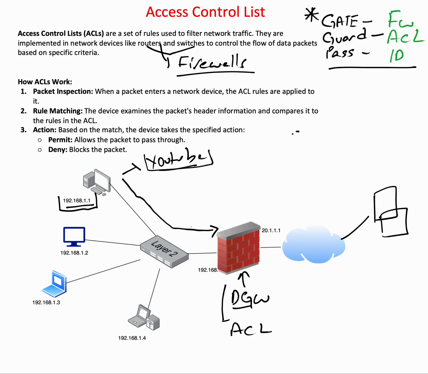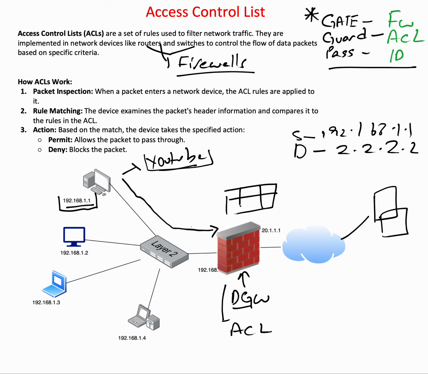So it will check if this source, 192.168.1.1, is supposed to access YouTube or not. Let's just imagine YouTube is 2.2.2.2. Simple, right? Source and destination. So it'll check the ACL table it has. The ACL table we will have to add manually. There are n number of ways to add it. Some of the devices you'll add via the CLI, some via the UI.